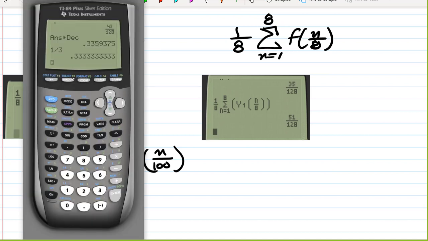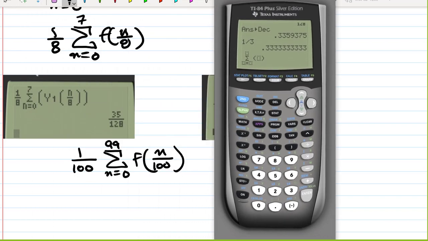Well, let's just go ahead and see what this estimate is. We'll also note that our calculator is going to struggle a bit with this. It's going to take it a second to add up all of those things. So 1 over 100, sigma, let's try that again. 1 over 100, sigma as n goes from 0 to 99 of f of n divided by 100.